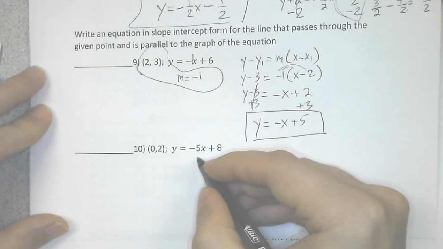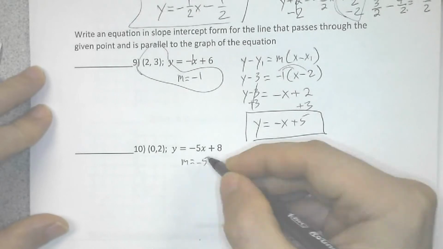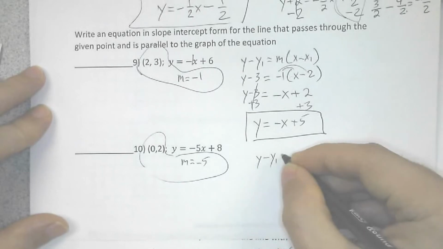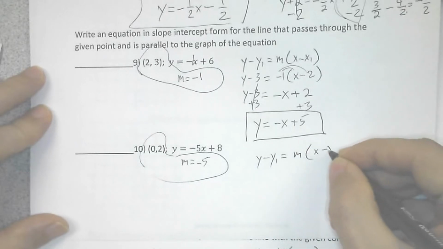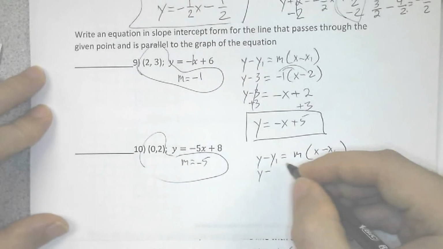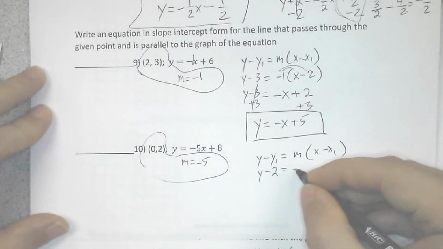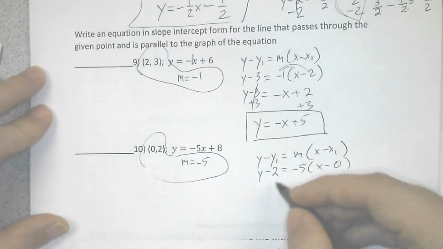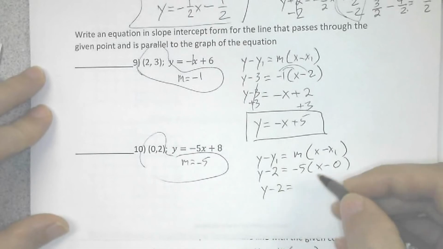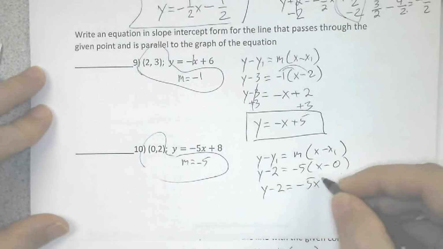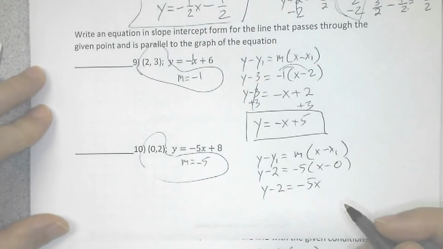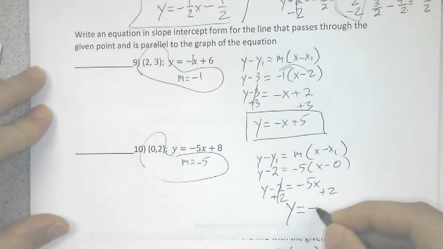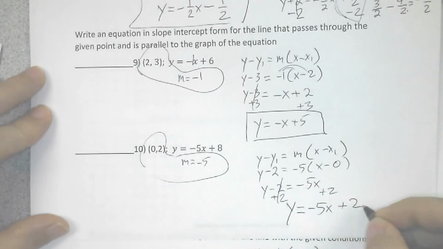Here, same thing. My slope here is negative 5, so you use this point and this slope. Y minus y1 equals m times x minus x1. Y minus 2 equals negative 5 times x minus 0. Y minus 2 equals negative 5 times x is negative 5x. Anything times 0 is 0, so we're good there. Now I'm going to add 2 to both sides. This cancels, and I get y equals negative 5x plus 2.